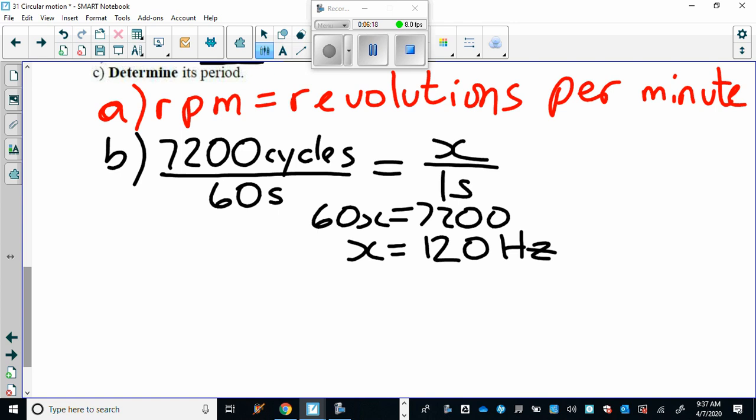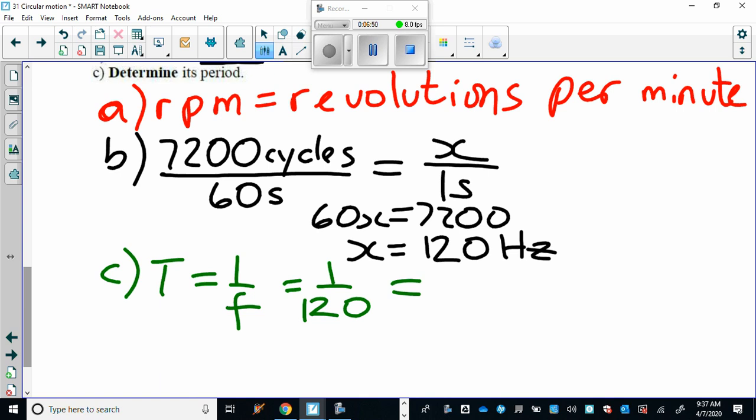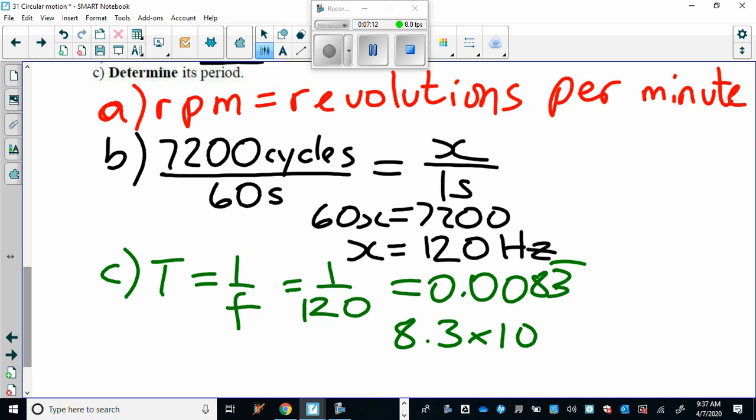All right, and what does that measurement mean? It means it goes around 120 times in 1 second. And then C says determine its period. So the period is how long does it take to do 1 cycle? Well, if it's going around 120 times in 1 second, it doesn't take very long to do 1 cycle. It's always 1 over the frequency. So 1 divided by 120 is 0.0083 repeating, so really that's 8.3 times 10 to the negative 3 seconds. That's how long it takes to do 1 cycle.